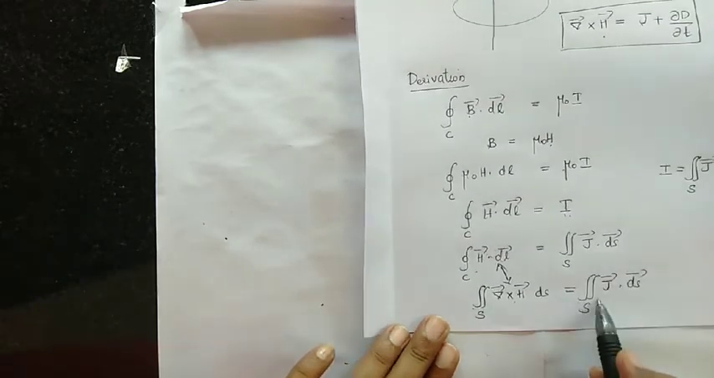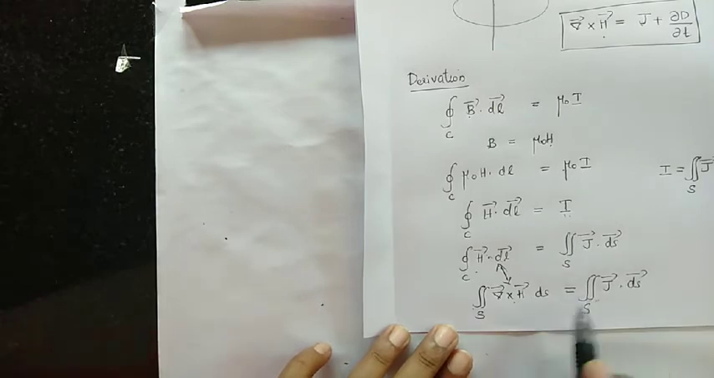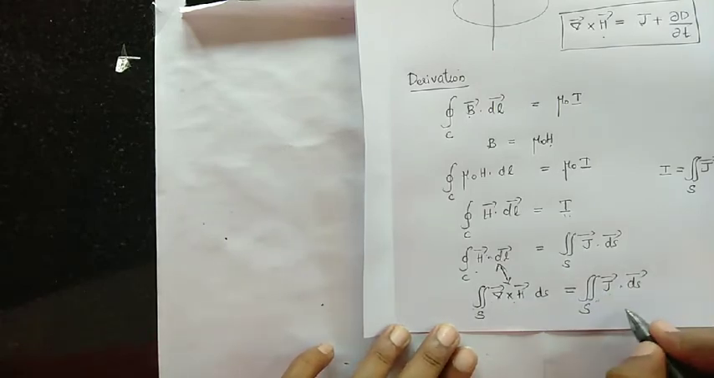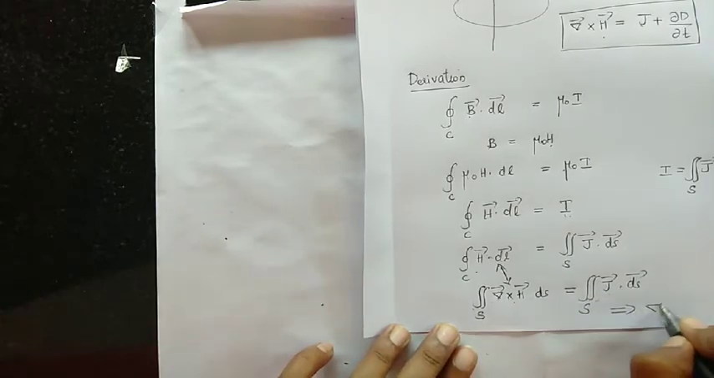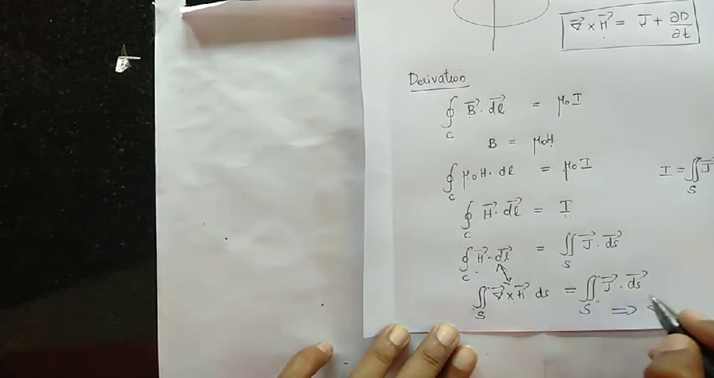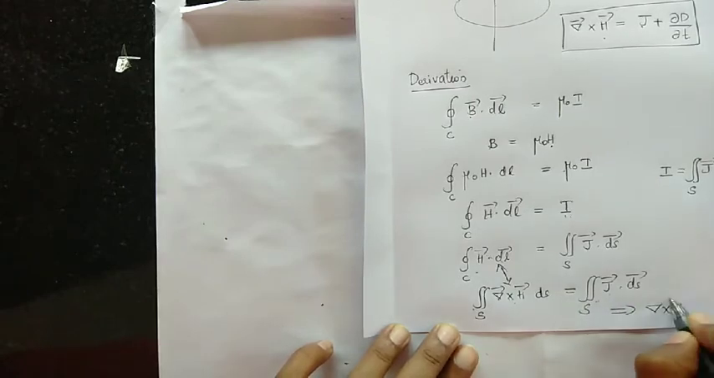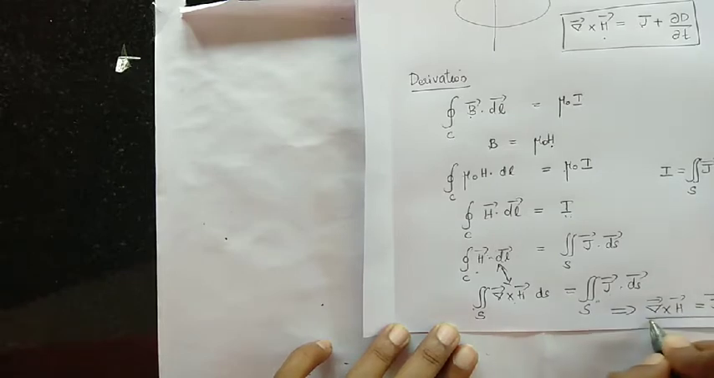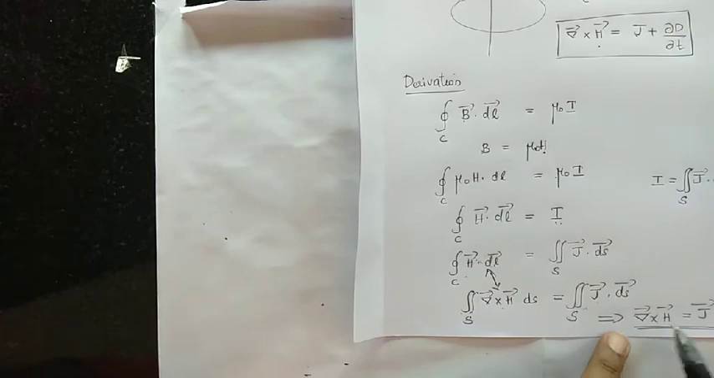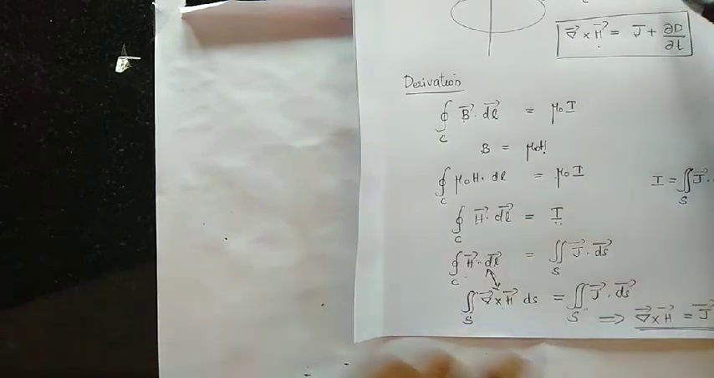Since both sides have double integrals, if these two are equal, this implies that without the integration symbol also they should be equal. That is, del cross H should be equal to J. So this was Maxwell's equation derived from Ampere's law.